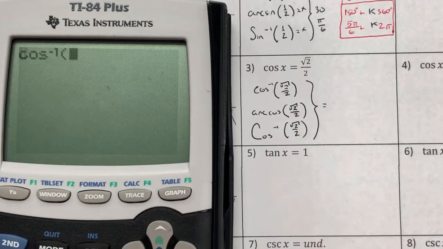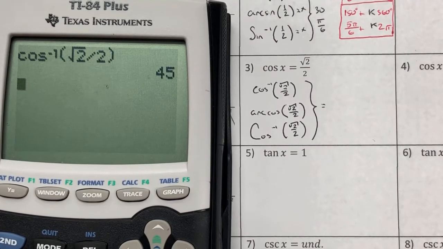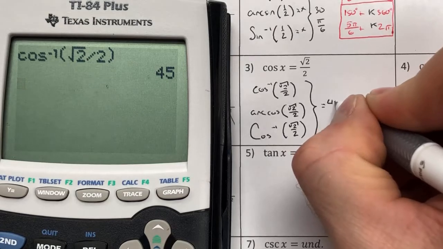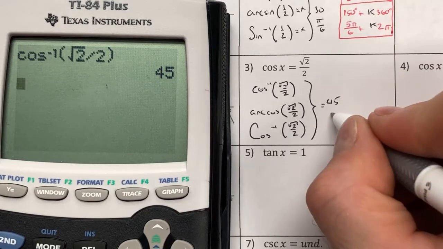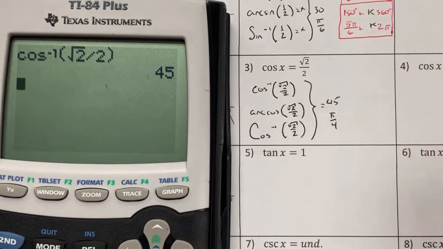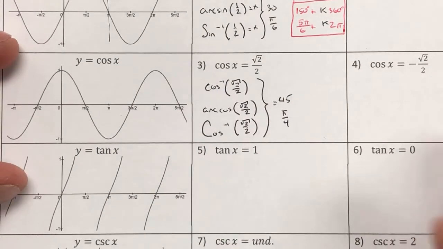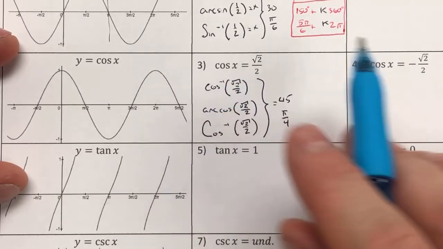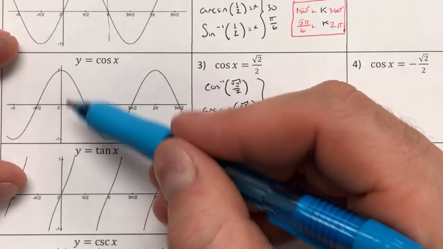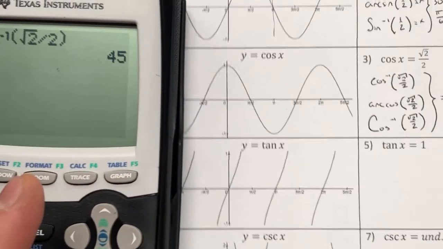So let's see. I would go ahead and plug in my inverse cosine of root 2 over 2. And I'll get 45. And because the mode is in degrees, I know that's going to be 45 degrees. Or if I were to write that as a radian, pi over 4. And now let's take a look at what that would mean if I used this graph to represent that. Well, I'm asking when is the cosine of x equal to root 2 over 2? Well, I know that root 2 over 2 is somewhere between 0 and 1 because I know that the root of 2 is somewhere between 0 and 2.